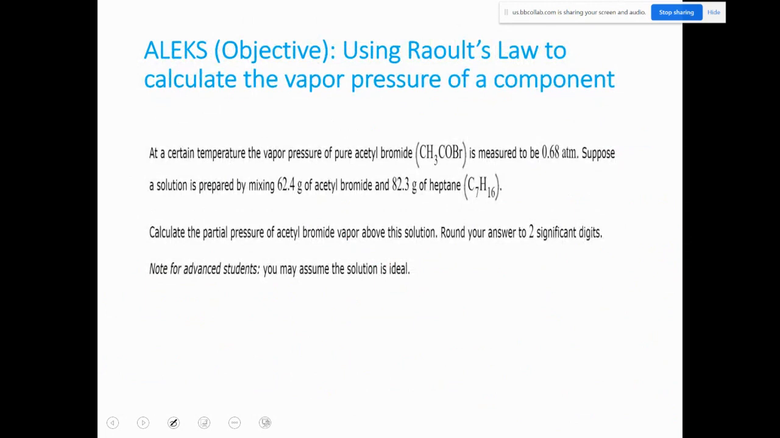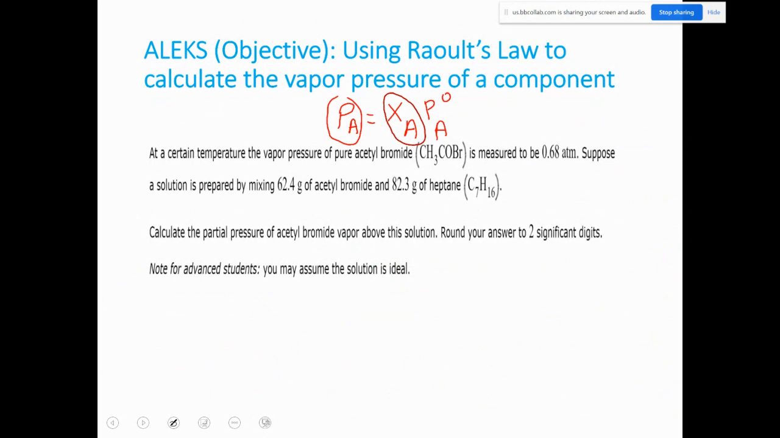a formula that we had earlier written was, let's say, the pressure of component A is equal to the mole fraction of A times the pure vapor pressure of A, right? Whereas this PA was the vapor pressure of A above the solution. That's why the first thing you had to know was how to calculate the mole fraction, and that's why I went through that example of mole fraction.